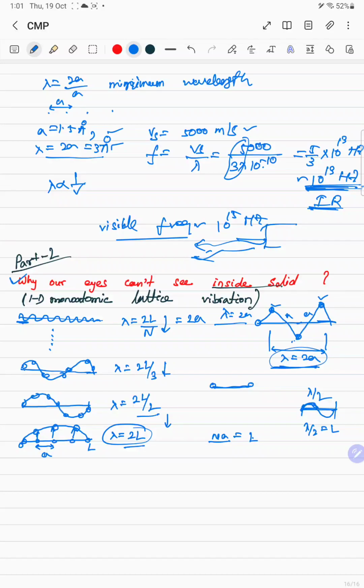So that again explains why only a wave with lambda greater than or equal to 2A can travel inside the solid, and corresponding to lambda less than 2A, if you look at the example of the previous video, you can find that visible frequency, that is 10 to the power 15 Hz, is not allowed inside a solid.